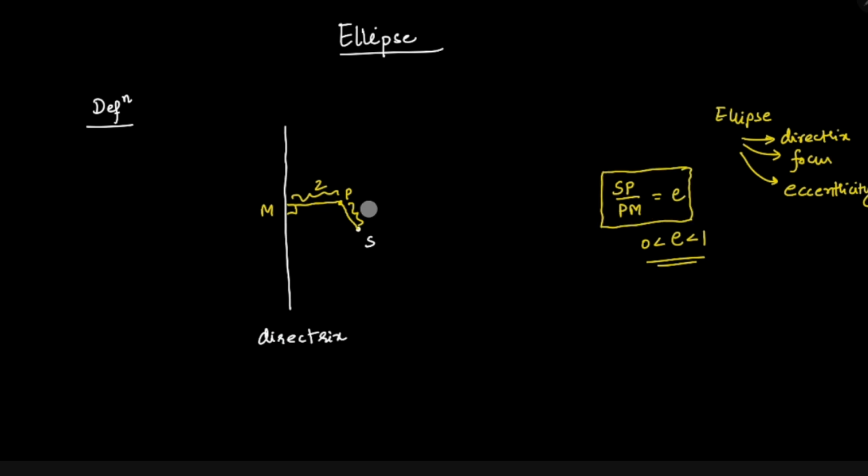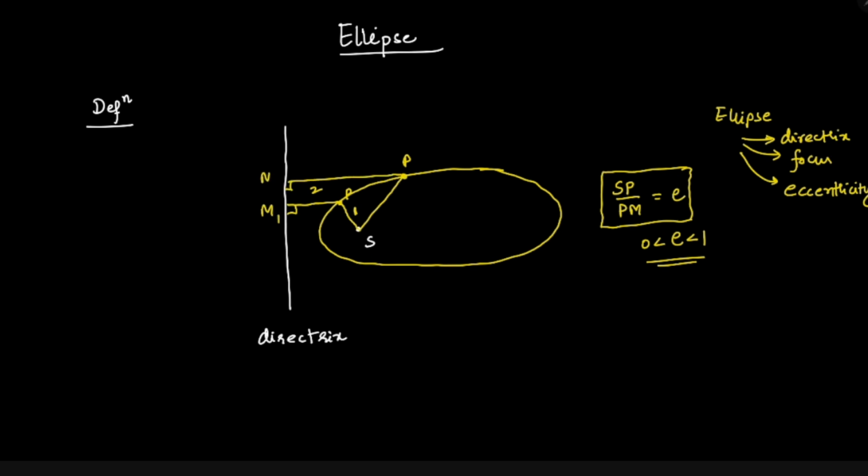If I collect all the points such that the SP by PM ratio is, let's say, half, then I'll get a figure like this. This figure we are calling an ellipse. Suppose this ratio is half. Now if I take some other point on the ellipse, SP by PM2, this ratio should also be half. Meaning if it is 3 units distance, this should be 6 units.